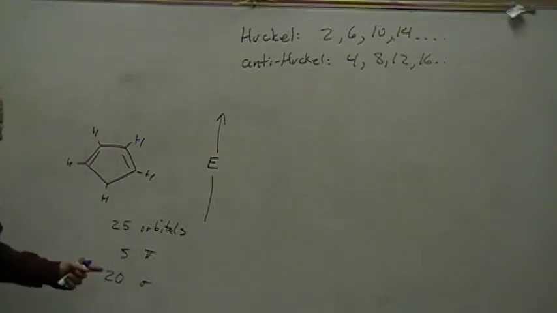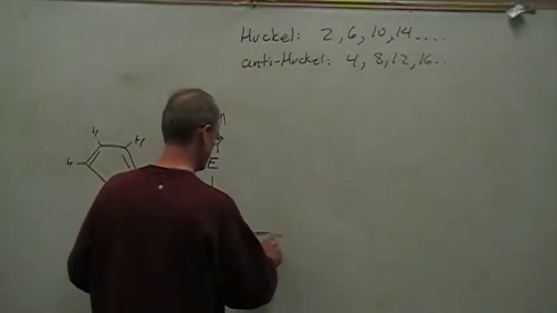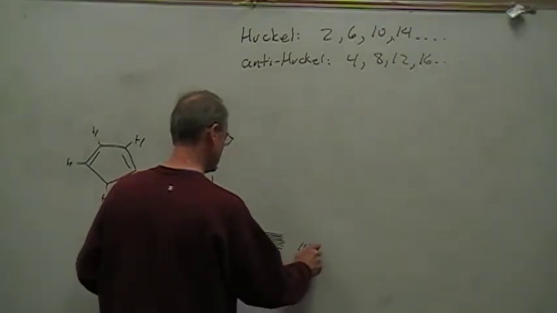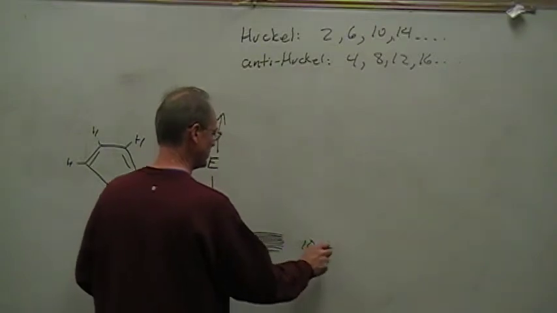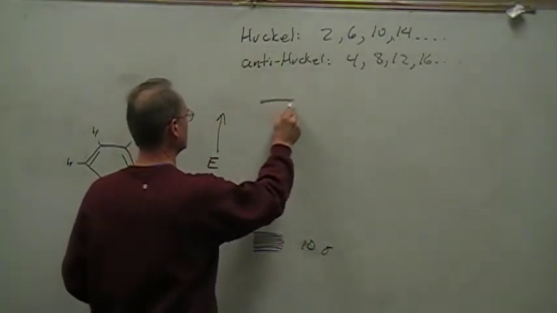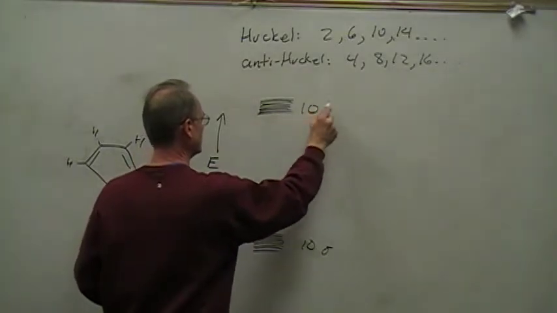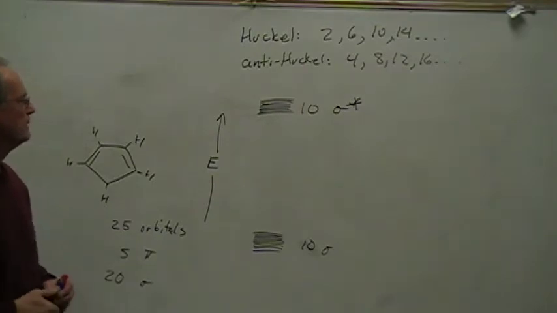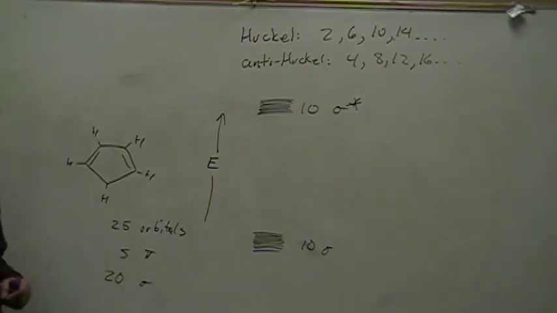Let's divide up the 20 sigma orbitals evenly between the top and the bottom. So we'll have 10. 1, 2, 3, 4, 5, 6, 7, 8, 9, 10. 10 sigma orbitals at the bottom, and 1, 2, 3, 4, 5, 6, 7, 8, 9, 10 sigma star orbitals at the top. Now we have to worry about those 5 pi orbitals that we're going to put in the middle.